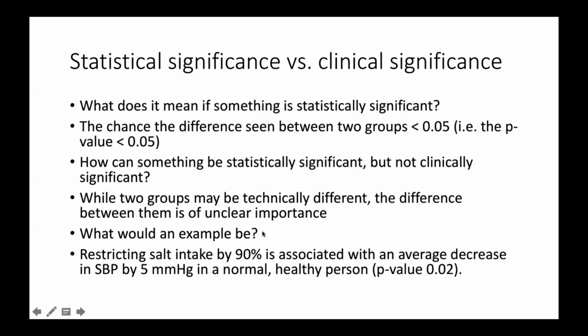So the example I gave was, what if you stopped taking any sort of salt, you had no sodium, and you could decrease your average systolic by 5 millimeters of mercury? The P-value is low, but would you really want to do that? Would you really want to decrease your salt intake by 90%? No, no way.